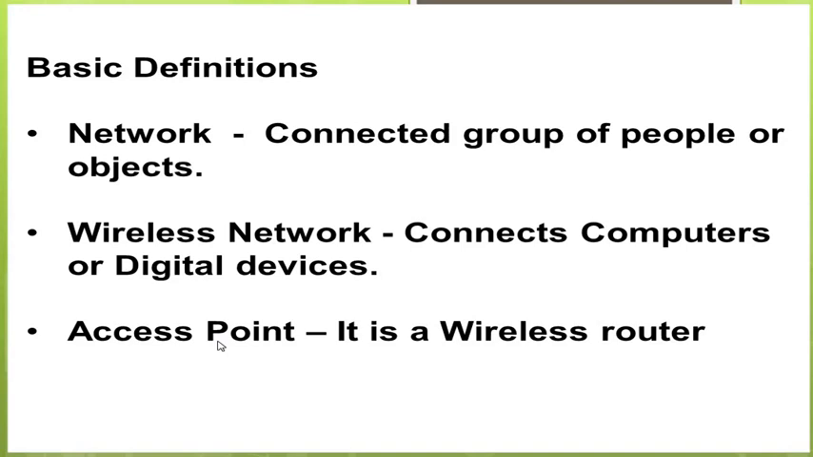Here the nodes are computers and digital devices. The router is wired to a modem that provides access to the internet through Ethernet wires. The access point or router sends information to and from the nodes or devices that are connected to the network by using the radio waves or links.